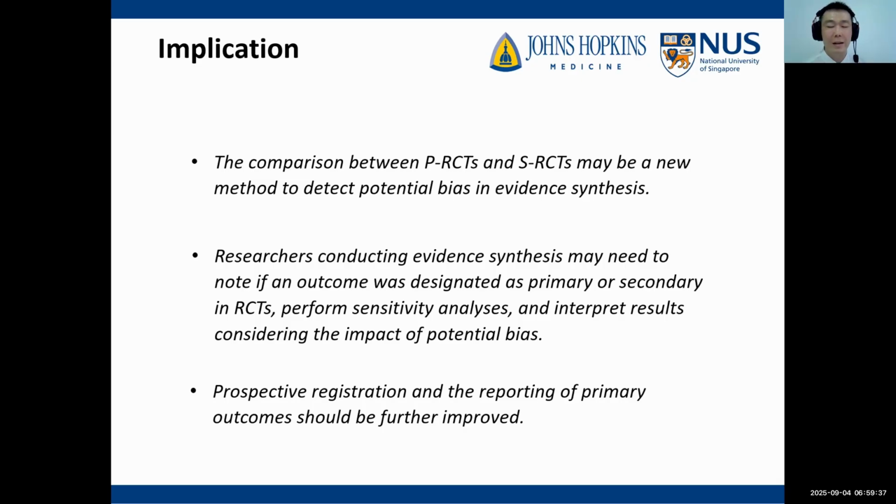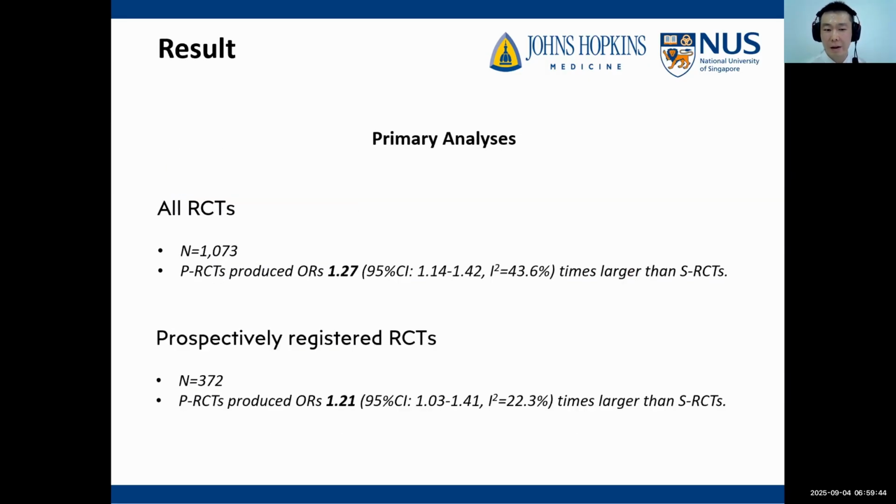Yes, thank you for the question. Yes, it's very common for researchers to switch the outcomes. So that's why we performed the second primary analysis. We can see that the difference does drop a little bit, which implies that the switching of outcomes may have some impact on the comparison between those two types of RCTs. And I agree that it's very common for trials to switch outcomes.